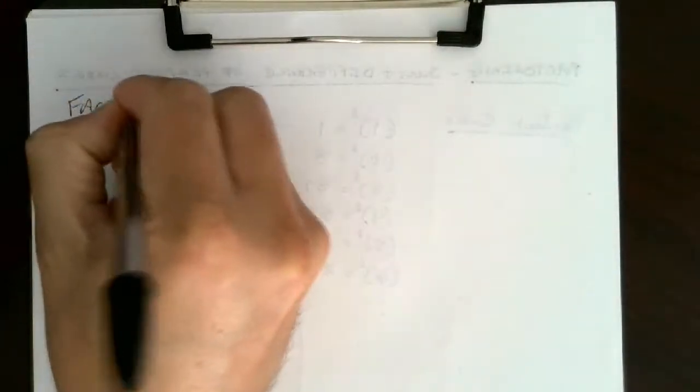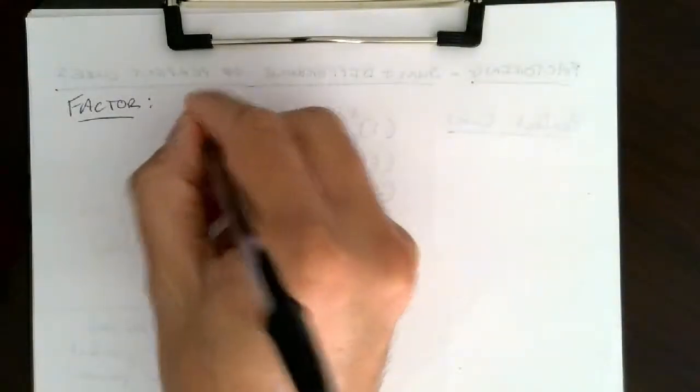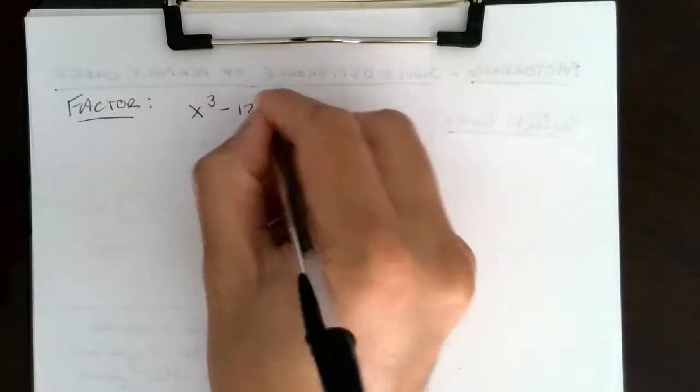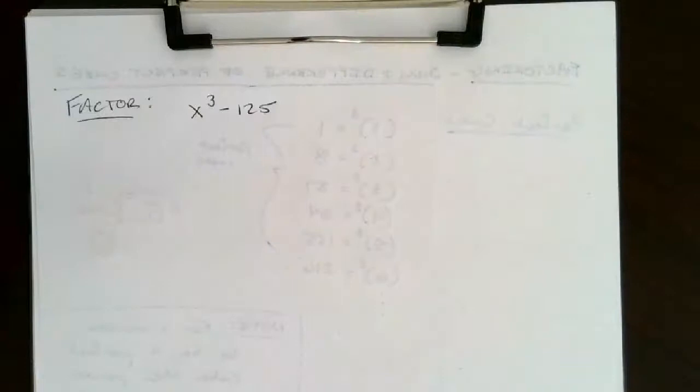So the first example here, remember the directions will be factor. And we're going to factor x to the third power minus 125. Now, when you go to factor, you should still be thinking the same type of process in your head every time. The first thing you should look at is, is there a greatest common factor? And in this case, we don't have a greatest common factor. There's no GCF other than 1.